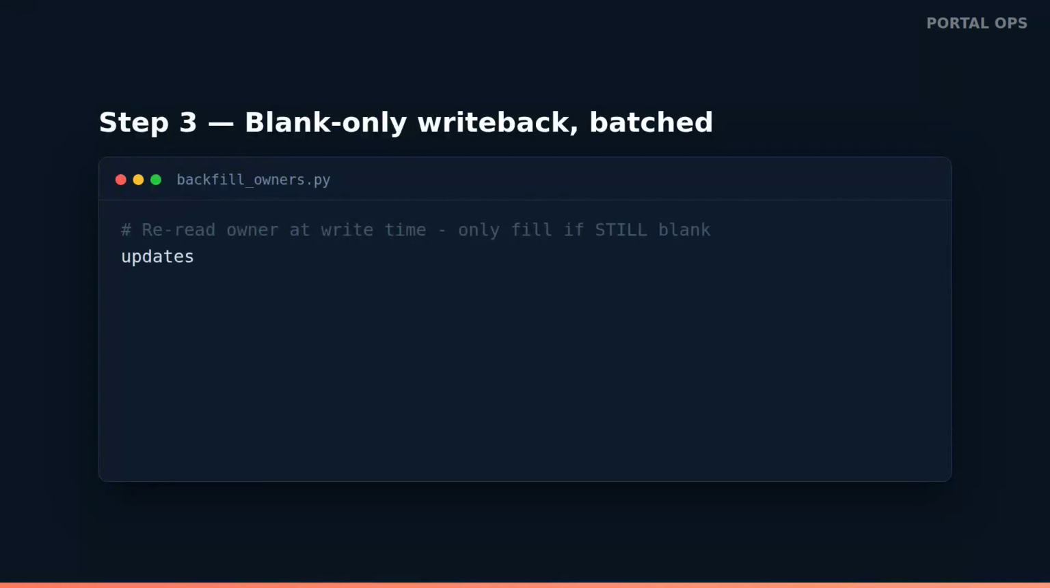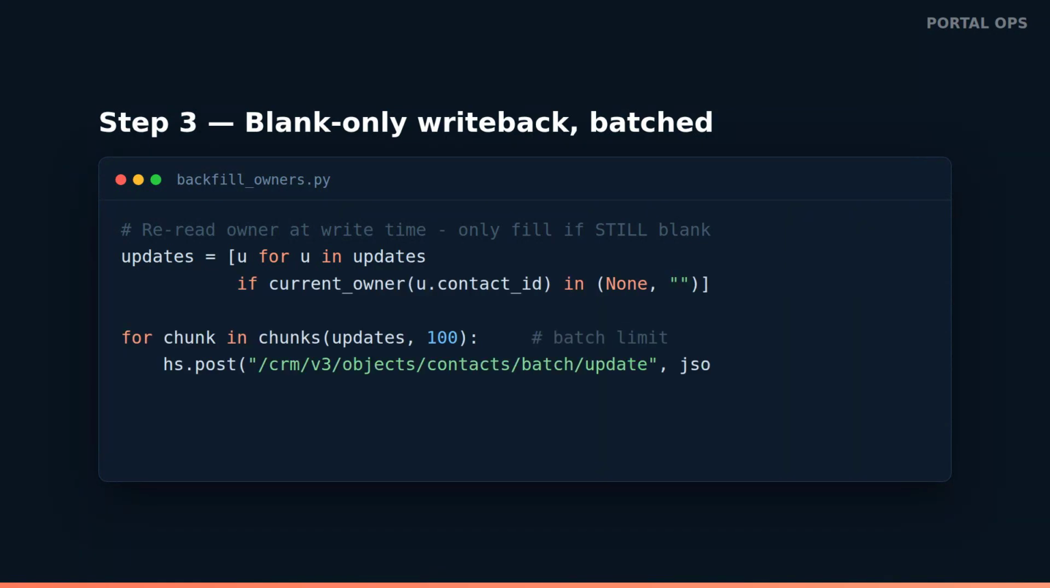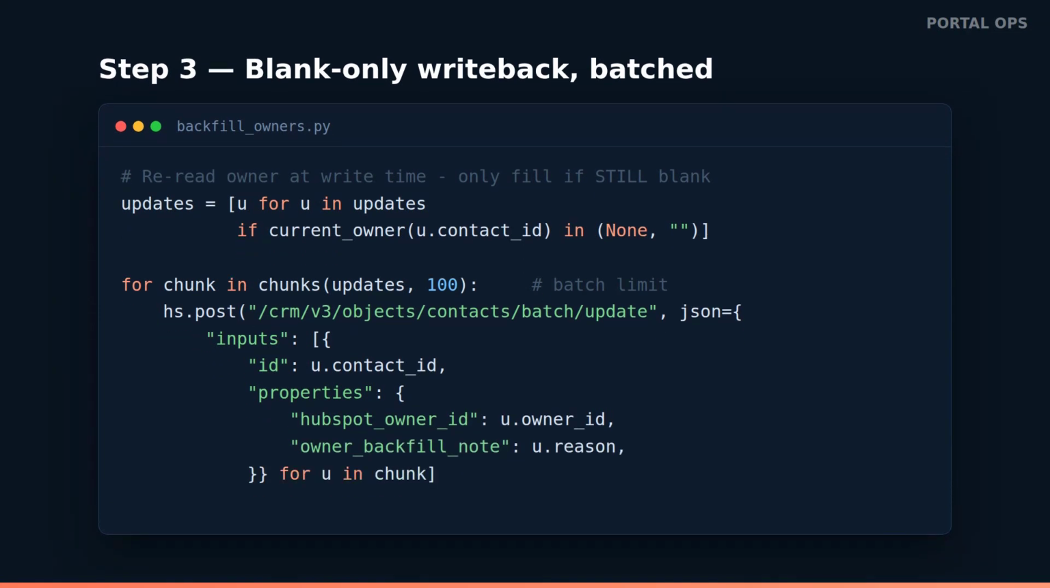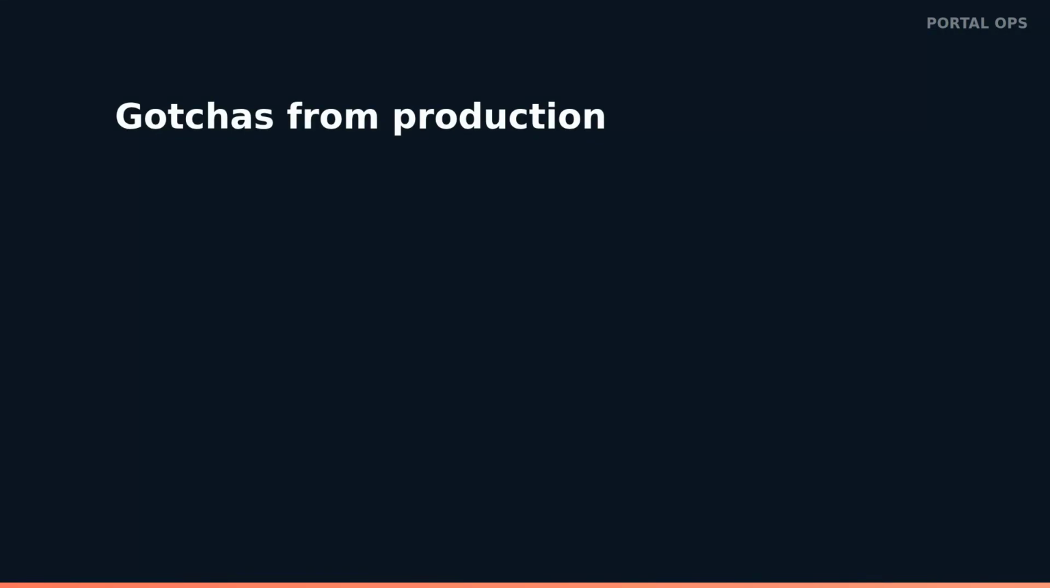Step 3. Write back with 2 safety rails. First, blank only. Recheck the owner field at write time and only fill it if it's still empty. Between your pull and your write, a rep may have claimed that contact. A backfill must never win that race. Second, stamp a note property with the reason, which deals voted, what the count was, so 6 months from now anyone can see why the CRM says what it says. Run batches of 100, and keep the whole thing behind a dry run flag that prints the plan without writing. Run the dry run first. Every time.